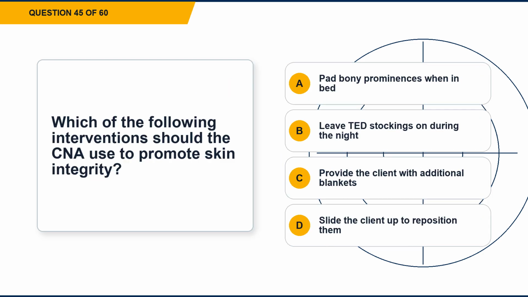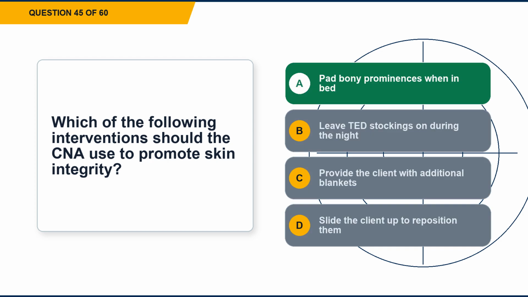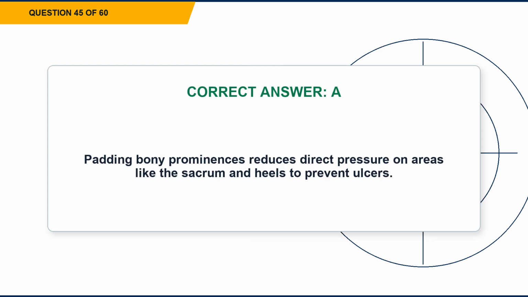Question 45. Which of the following interventions should the CNA use to promote skin integrity? Option A, pad bony prominences when in bed. Option B, leave TED stockings on during the night. Option C, provide the client with additional blankets. Option D, slide the client up to reposition them. The correct answer is option A, pad bony prominences when in bed. Explanation. Padding bony prominences reduces direct pressure on areas like the sacrum and heels to prevent ulcers.